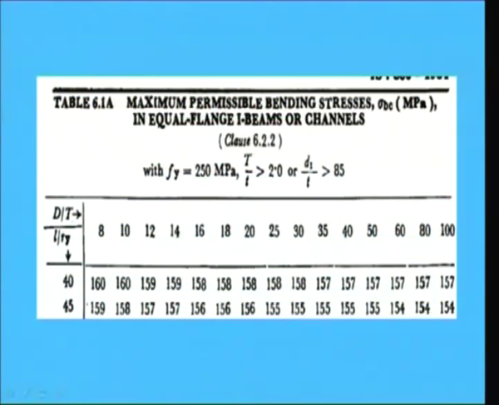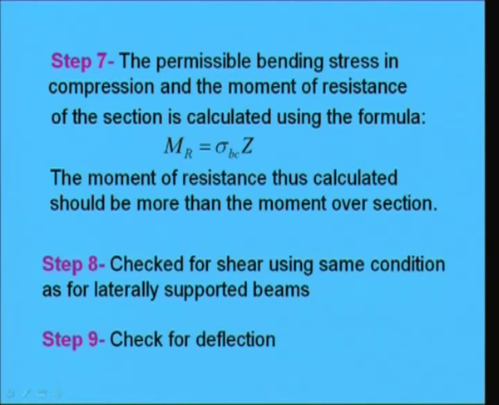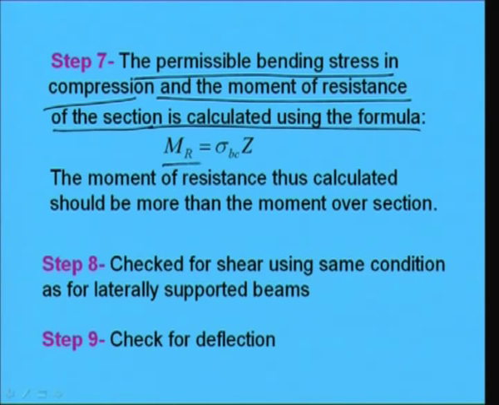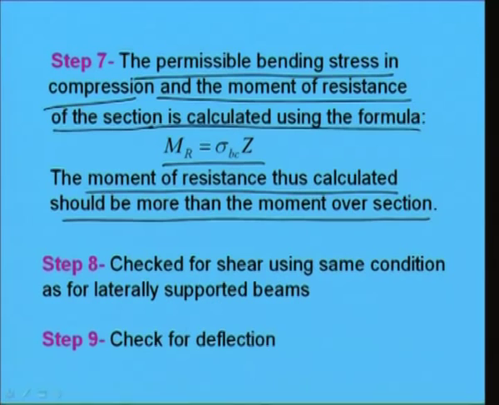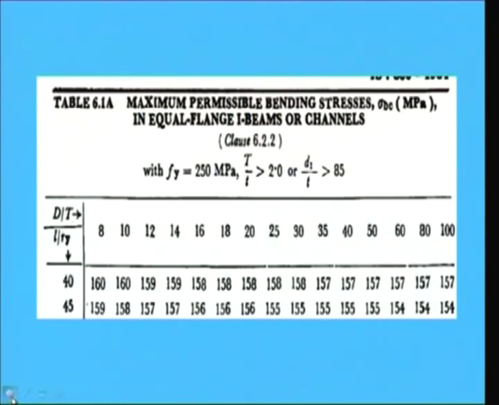So, in step 7, what we will do? The permissible bending stress in compression and the moment of resistance of the section is calculated using the formula MR is equal to sigma bc into Z. The moment of resistance calculated should be more than the moment on the section. So, in this way we can find out the moment of resistance, which is sigma bc into Z, where Z is the section modulus. Now, as I told, sigma bc can be found from table 6.1, that is this one.